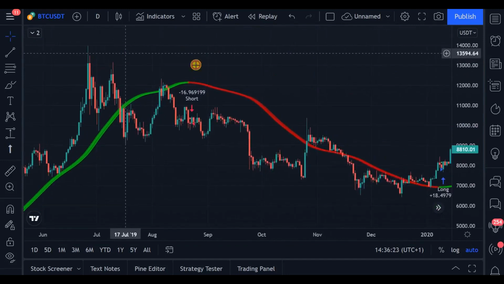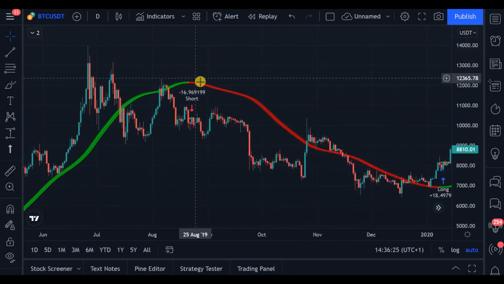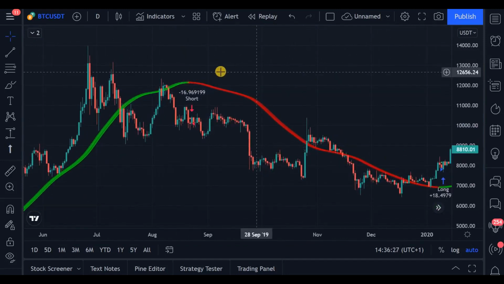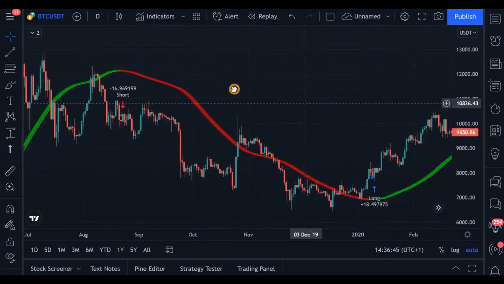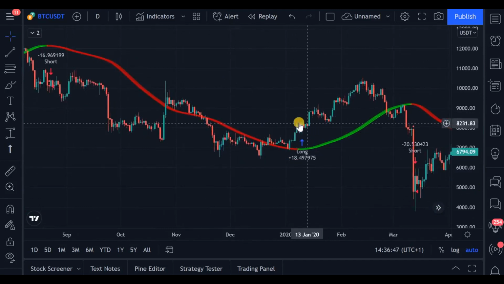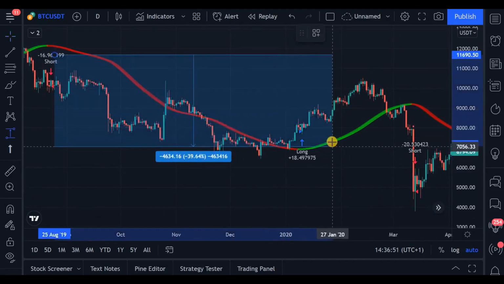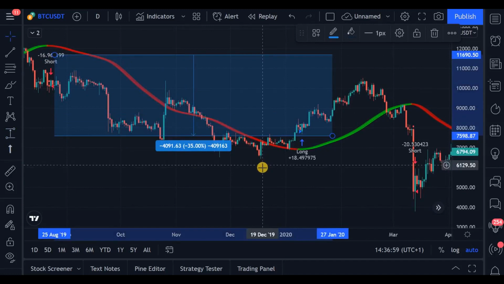You can see right here that this is another example of a short signal using this indicator. The signal was given at around this price point. If you had entered a position at around this level, you would get a chance to take your profit at a lower level. About a 35% move to the downside.